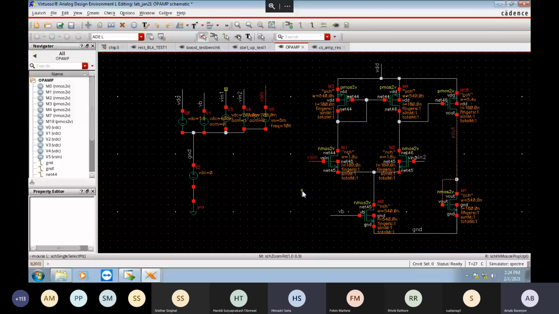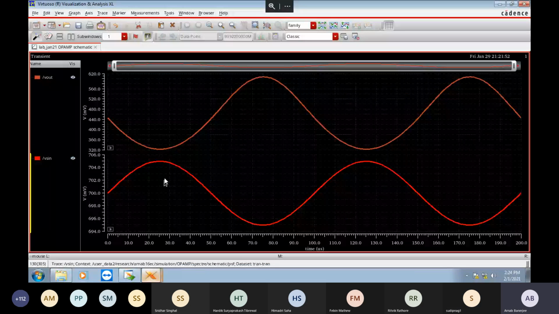It is about one. No, it's not 1. It's 28. Oh, sorry, I missed it. If you look at the peak to peak from here to here, 705 to 695, it's 10 millivolt peak to peak for the input. And the output is from 320 to 620, 300 millivolt. So 300 by 10 is close to 30, right?